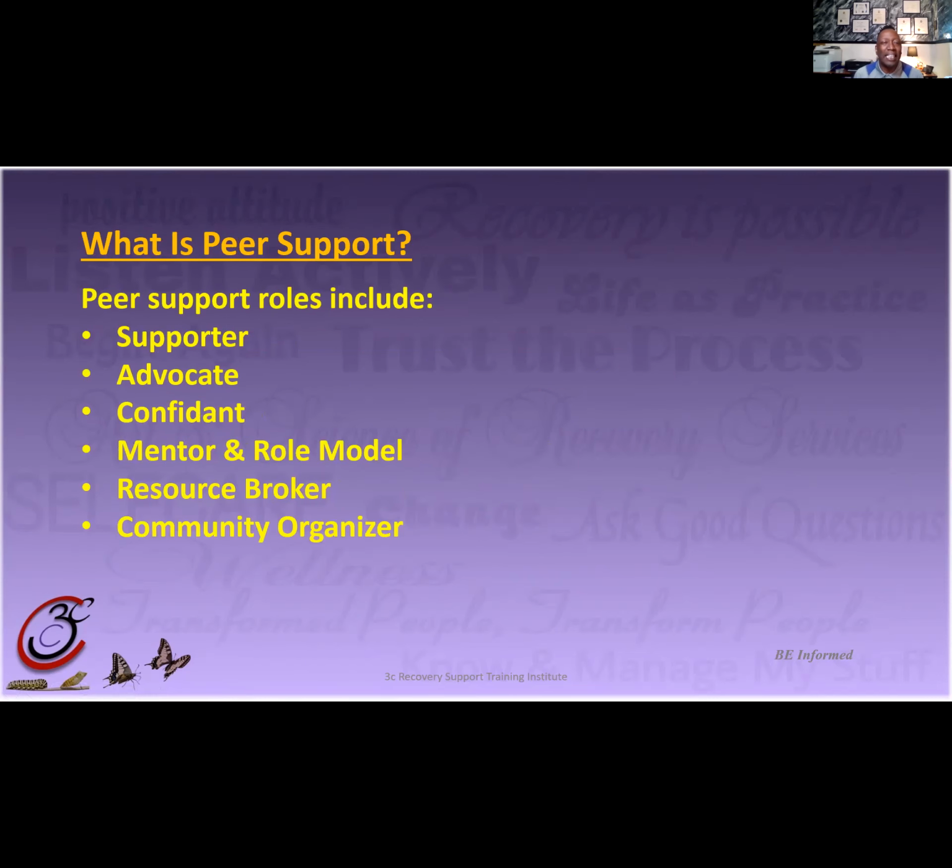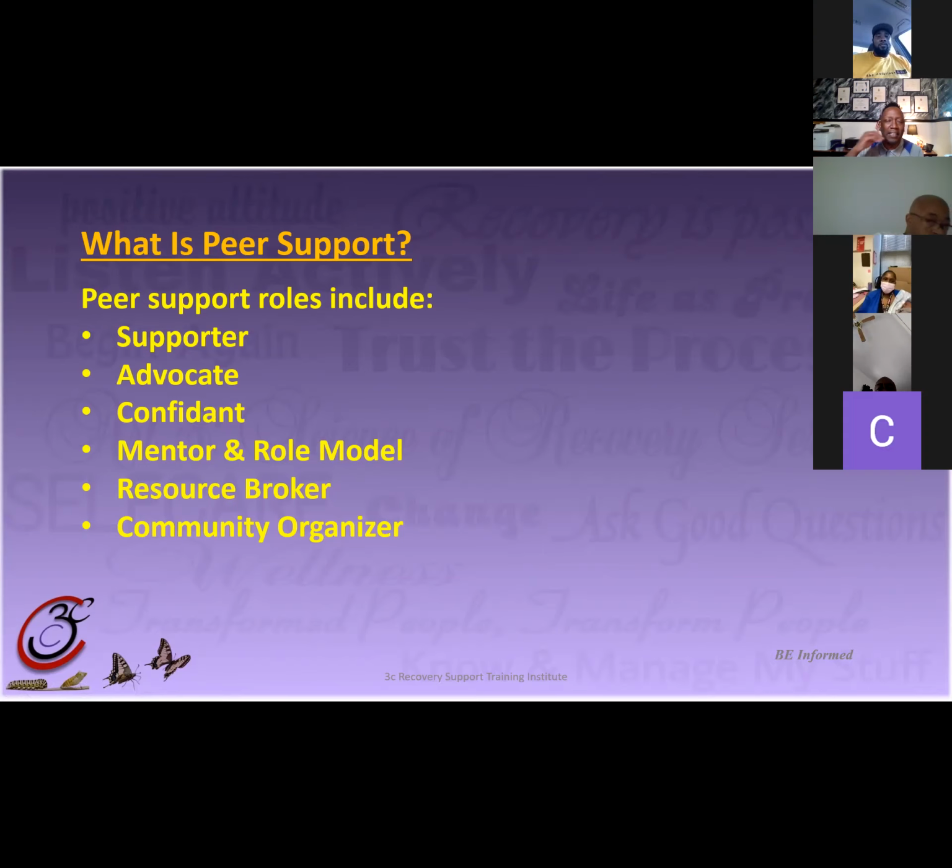So the very first thing is, what is peer support? Peer support roles include that of supporters, advocates, confidants, mentors and role models, resource brokers, and community organizers. These are just some of the roles that peers hold.